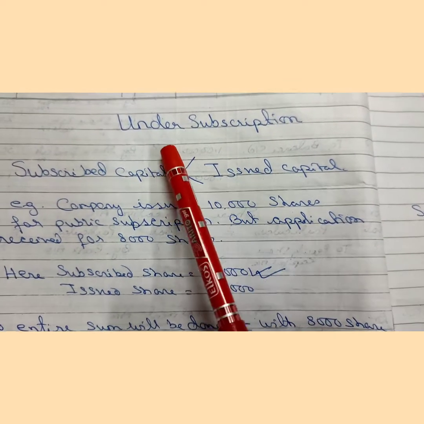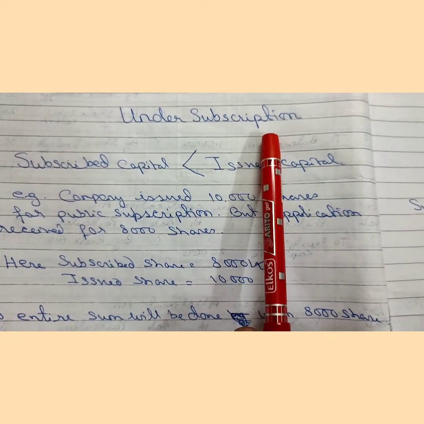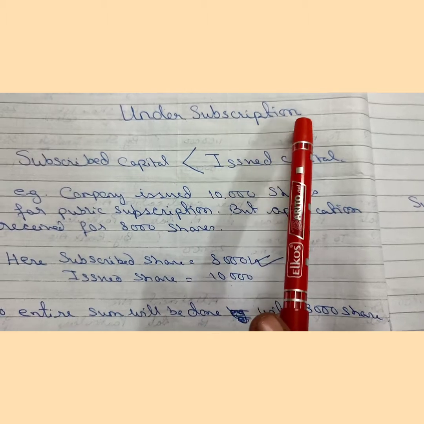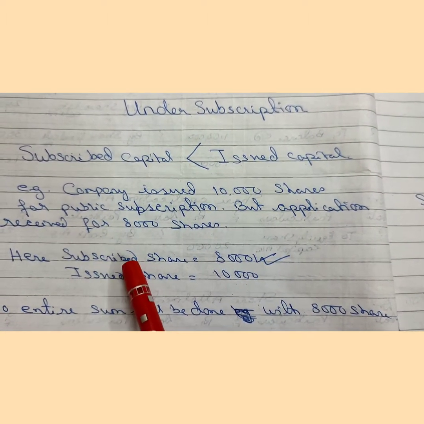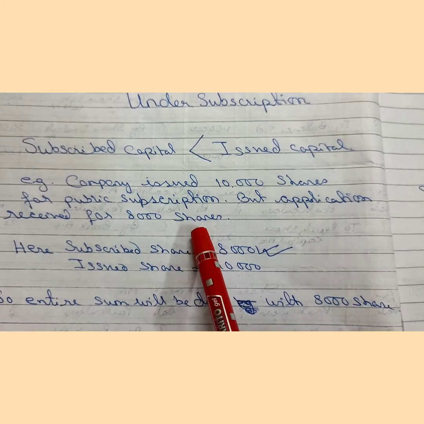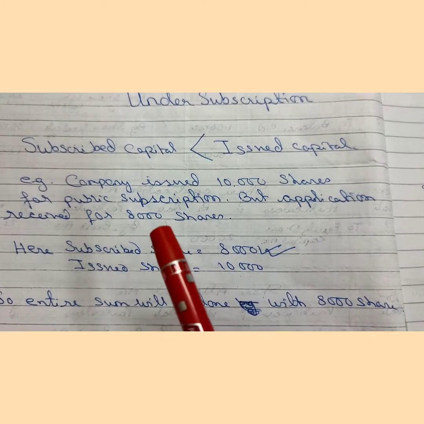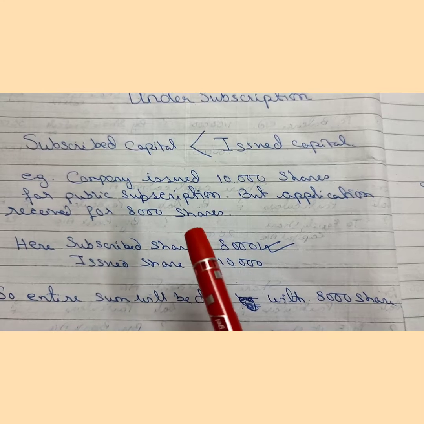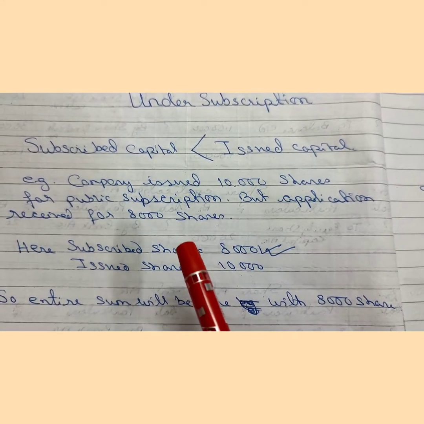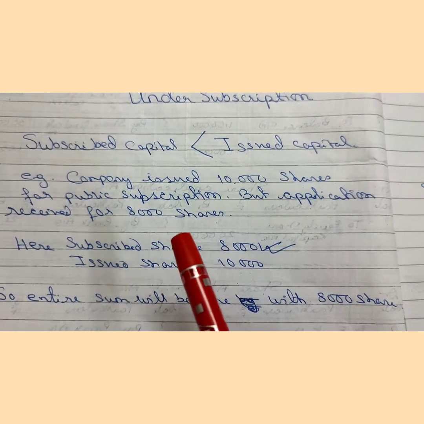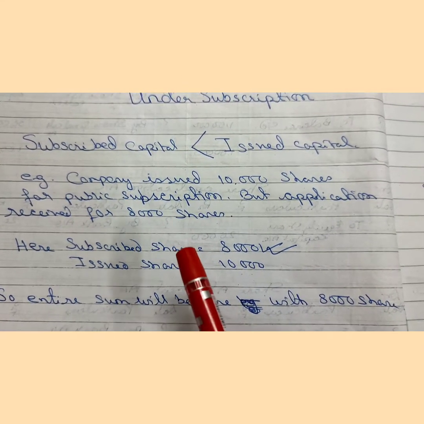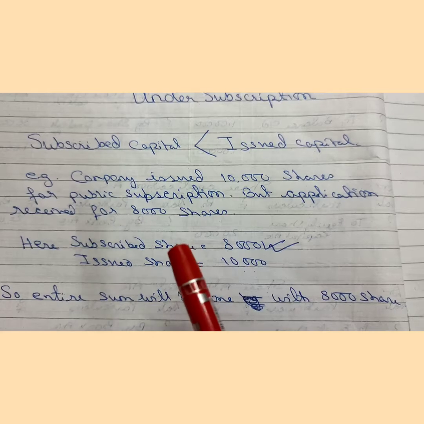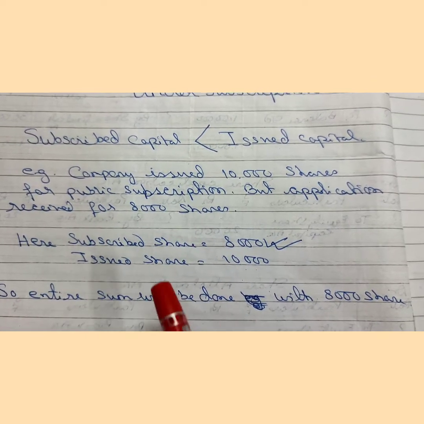Today our topic is under subscription. Now what is under subscription? If the number of subscribed shares is less than the number of issued shares, subscribed share is less than issued share, in that case we call that an under subscription of share.